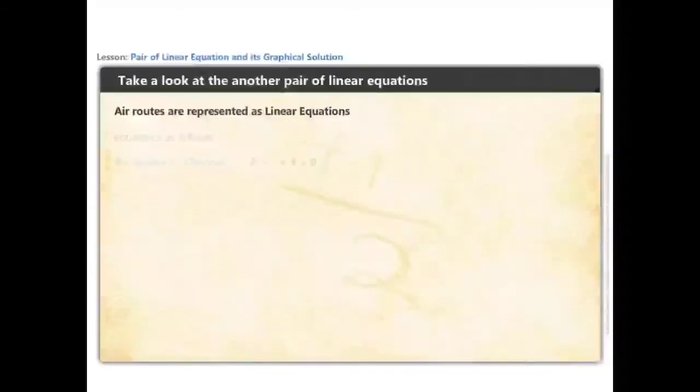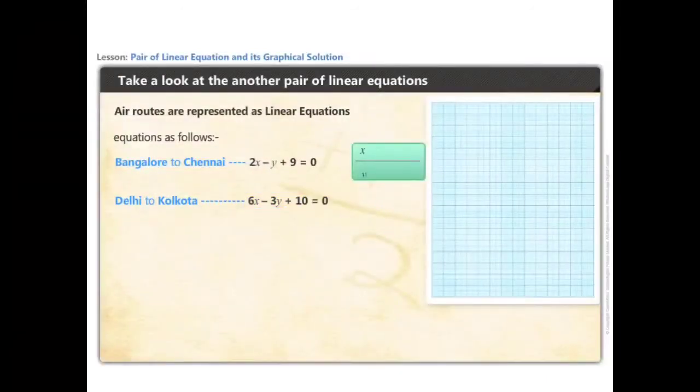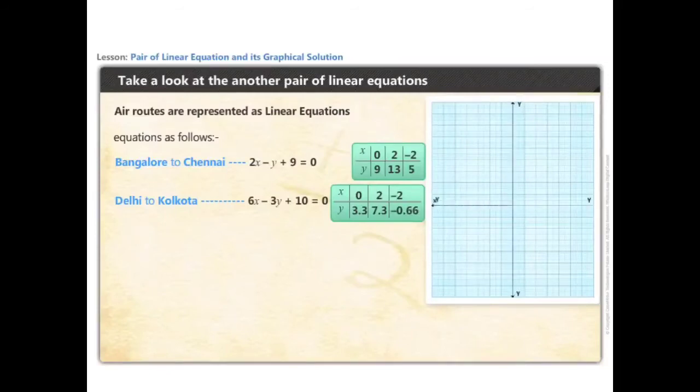Here, the air route from Bangalore to Chennai is represented by the linear equation 2x minus y plus 9 is equal to 0, and that from Delhi to Kolkata is represented by the equation 6x minus 3y plus 10 is equal to 0. The solutions to each of the equations are tabulated in the table given below. Now, we plot the respective solutions of the two equations to graphically represent the pair of equations.